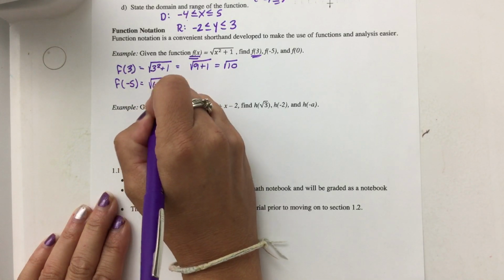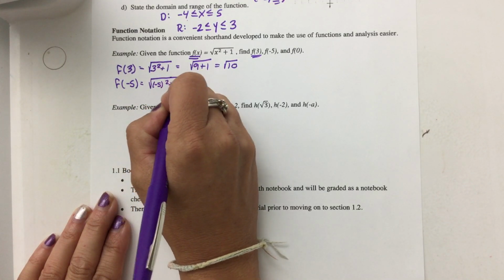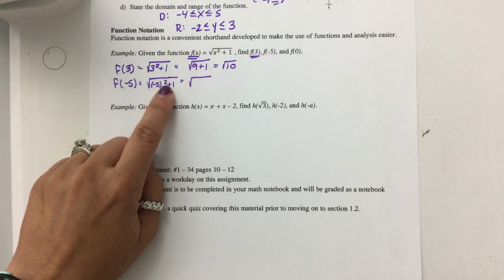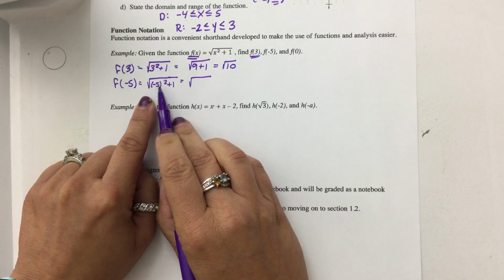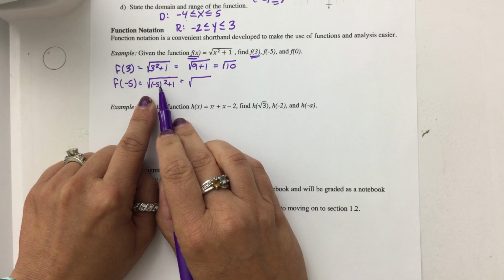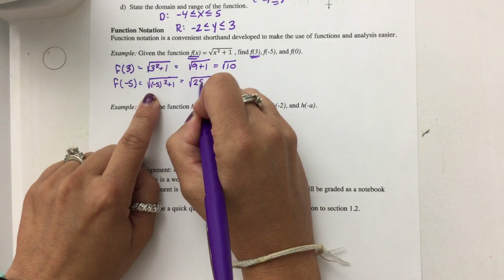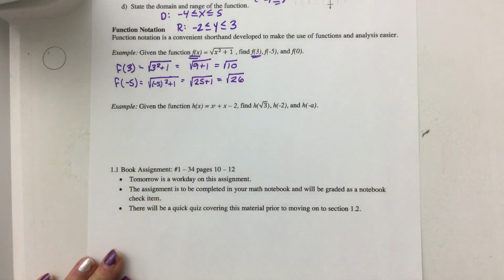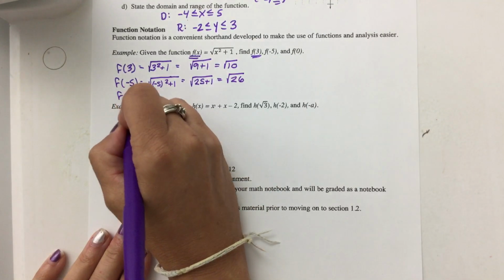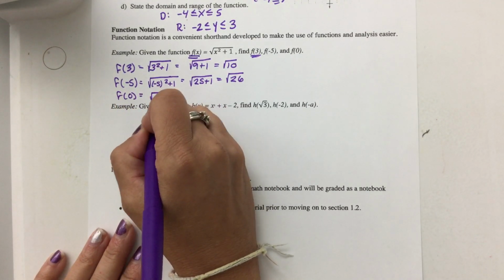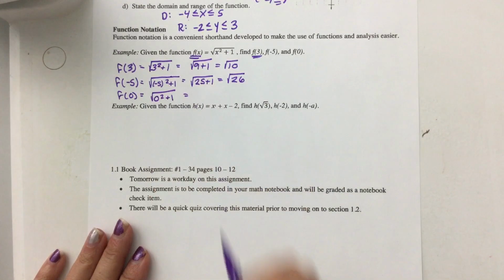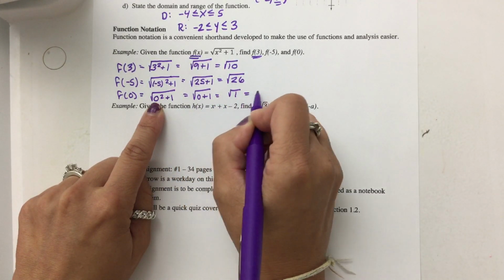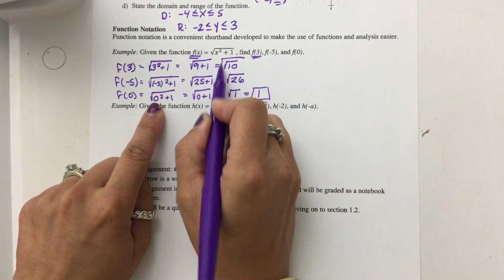Let's go f of -5. So where the x is, you have to plug in a -5. Well, again, you square, order of operations, you do exponents before adding. -5 squared, -5 times -5 is positive 25. Now I can add the 1, making it 26. Perfect. Now f of 0. If I plug a 0 in where the x was, 0 squared is 0. 0 plus 1 is 1, and the square root of 1 is 1.